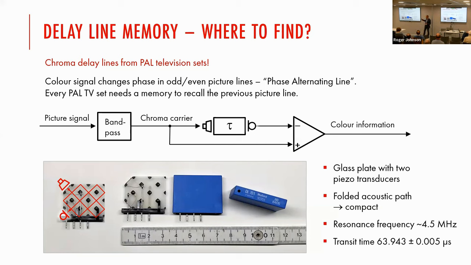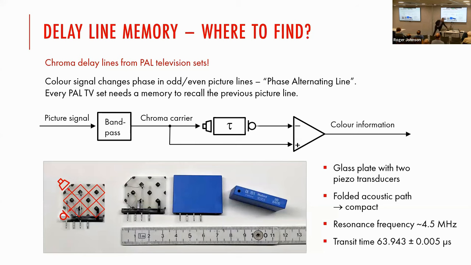In order to decode that signal, you again need the most recent line and the one before. And you want to take the difference of the color information in those two. So similar challenge as with the radar technology and a similar solution. Let's use a delay line in an open loop configuration, pass the line of picture information through, and then we have that pair of lines. And since a lot of color TVs were produced, this was optimized a lot, mainly driven by Philips.